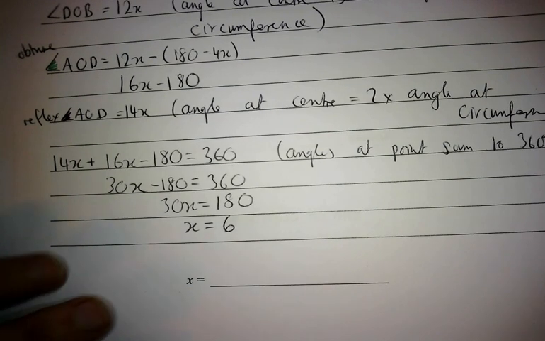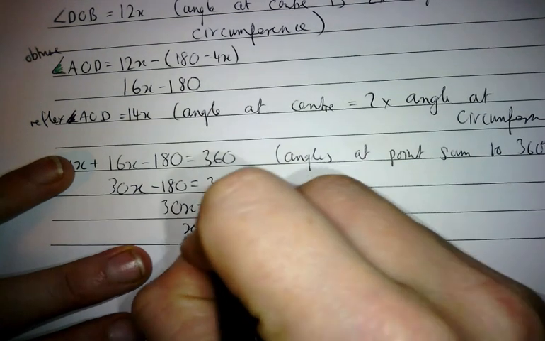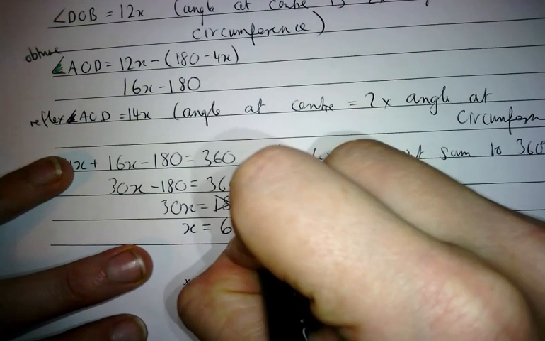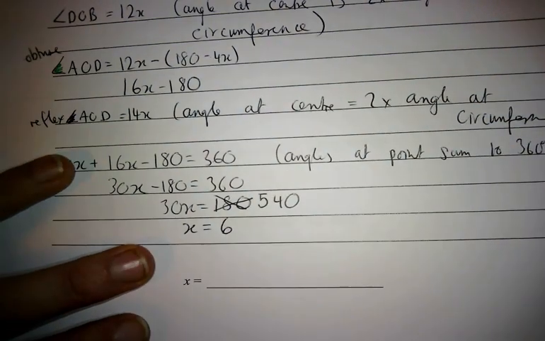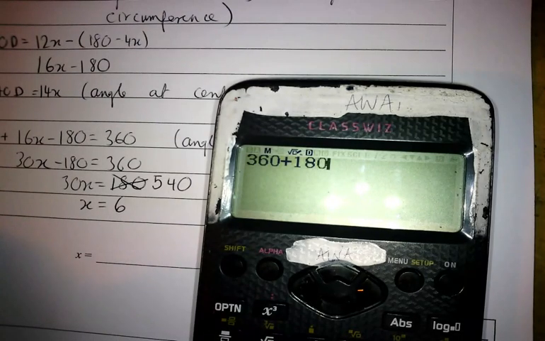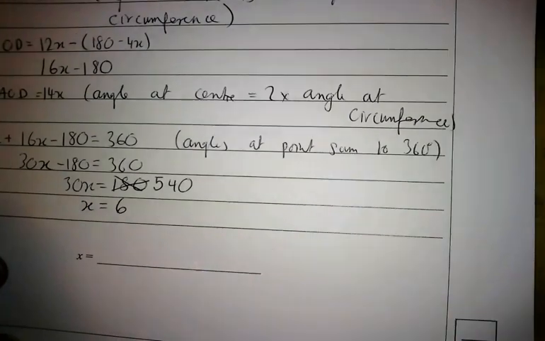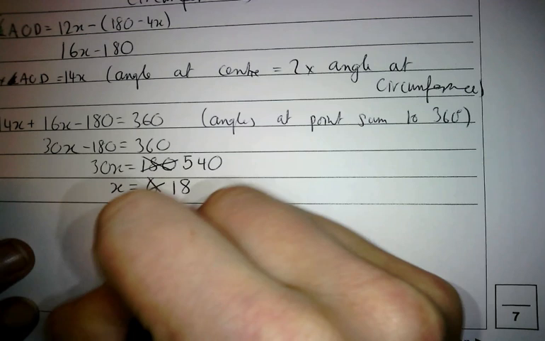Whoops, no, that's a shame. Very silly. Adding 180 on both sides. 360 plus 180 gives me 540. I'm actually going to use a calculator because I'm making lots of careless slips. 360 plus 180 is 540, and then dividing by 30 is 18. X is equal to 18.